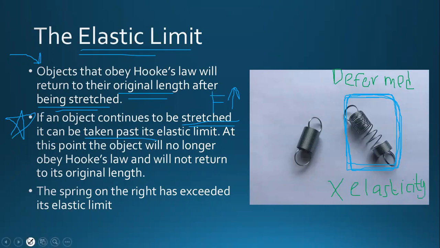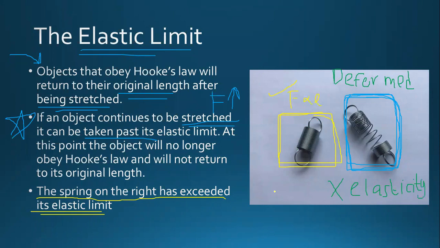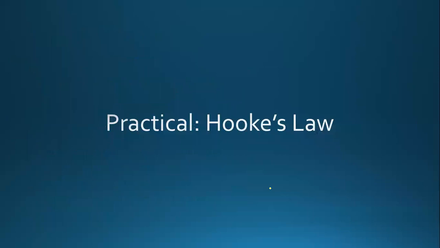Whereas the other spring shown here, the left one, is still obeying Hooke's law. It has not lost its elasticity yet. This one is obeying Hooke's law. So the spring on the right has exceeded the elastic limit, whereas the spring on the left has not exceeded its elastic limit and can still be stretched to another point.